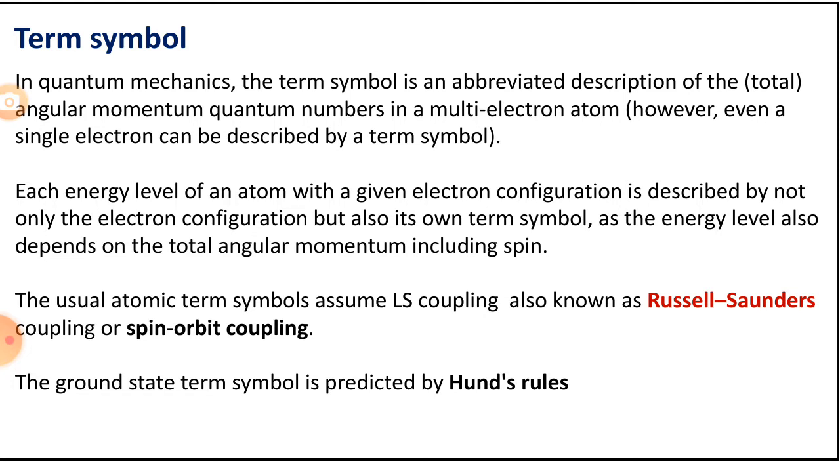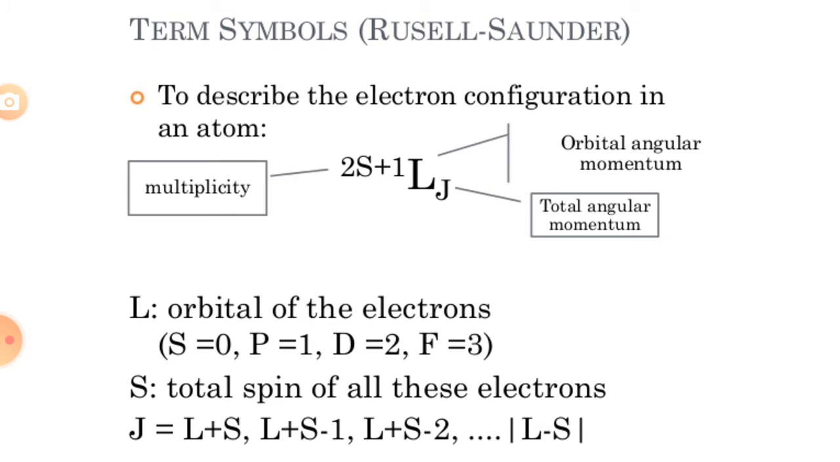Okay. So the ground state term symbol is predicted by Hund's rule. There are 3 different rules which are used to predict the ground state term. So what are term symbols or Russell-Saunders terms? There are 3 basic rules we use to determine term symbols. First, what are term symbols? In quantum mechanics, the term symbol is an abbreviated description of total angular momentum quantum numbers in a multi-electron atom.